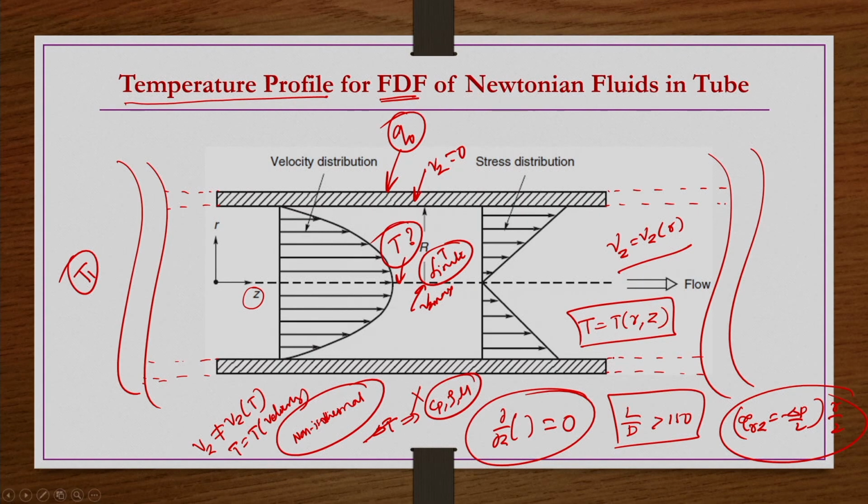So, now even though in this problem the velocity is a function of only R, temperature is a function of both R and Z. So, now the problem becomes more complicated to solve mathematically. However, there are certain approaches, certain types of solutions available, approximate solutions which are almost close to the reality. So, one of such solutions we are going to discuss now.